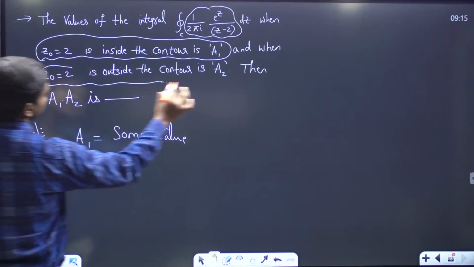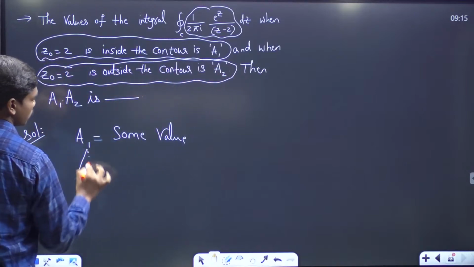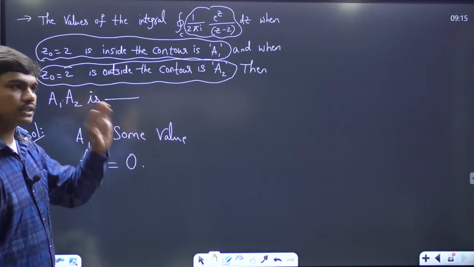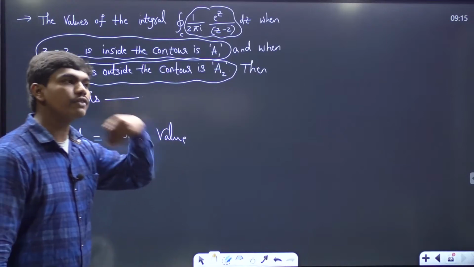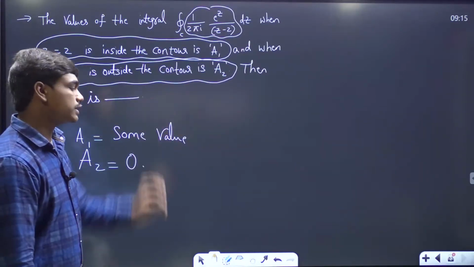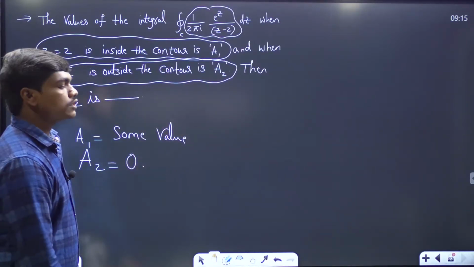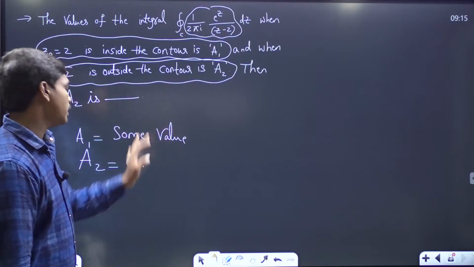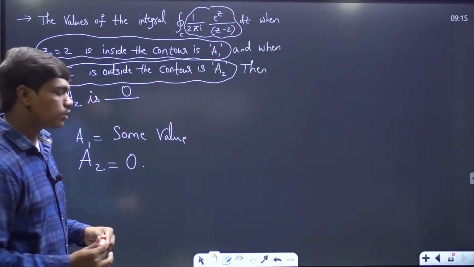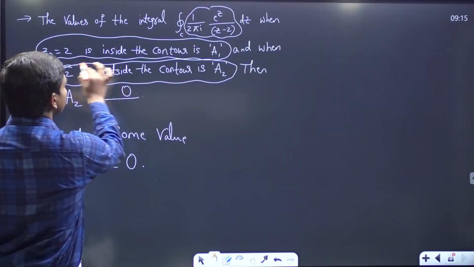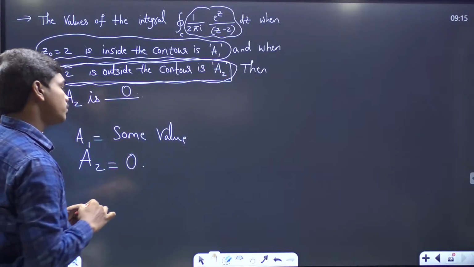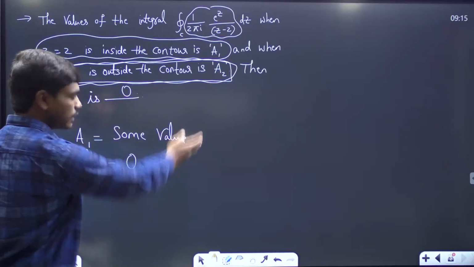But when z0 is outside the contour, what is the value of A2? 0. Because if the point at which the function is not differentiable is lying outside the curve, then the integration with respect to that path C is 0. So the A2 value is 0, and A1 into A2 is some value of A1 into 0, which is 0. This is a previous GATE question actually. Understood? When z0 is lying outside the contour, the integral value is 0.